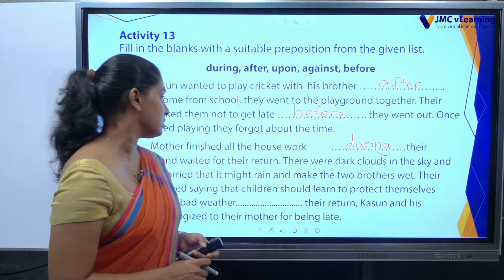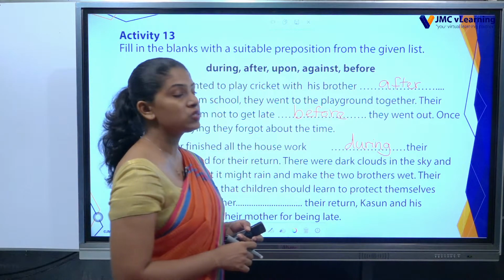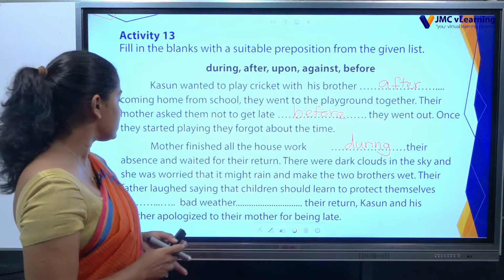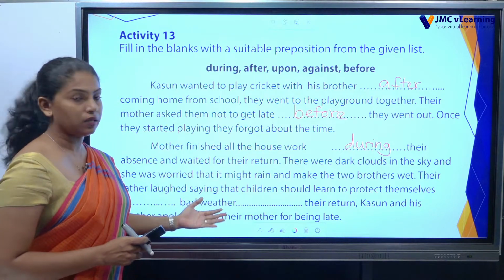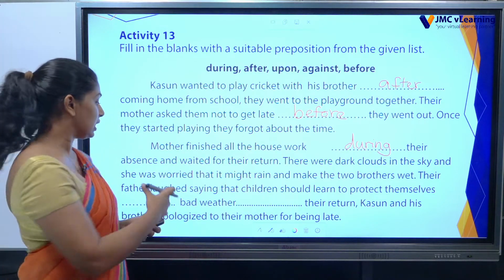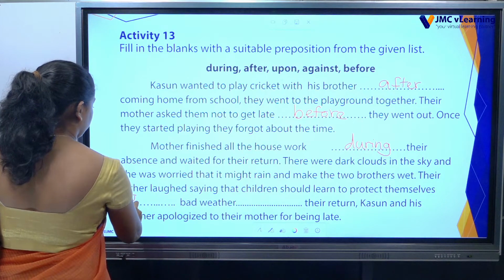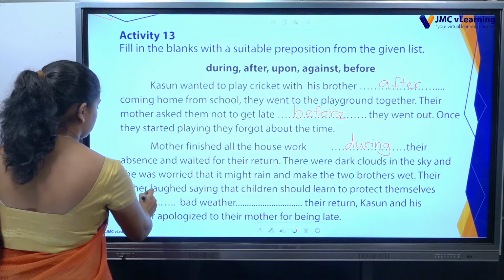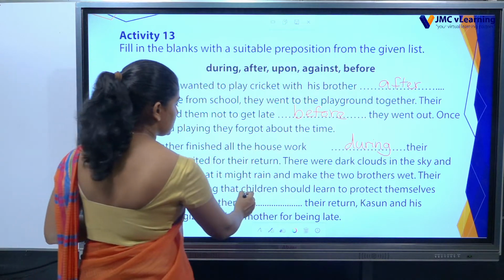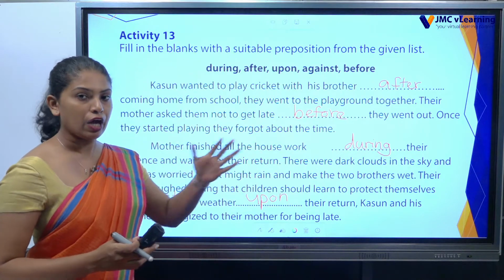There were dark clouds in the sky and she was worried that it might rain and make the two brothers wet. Their father laughed, saying that children should learn to protect themselves blank bad weather. When the bad weather is there, children should learn how to do things against bad weather and how to protect themselves. So we can write against. Bad weather, then it is upon them. So upon their return, while they are coming, they have to follow that.